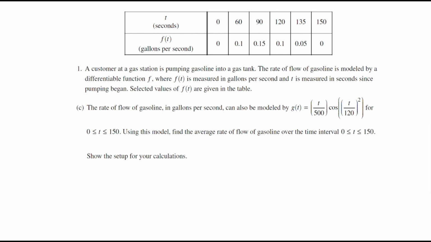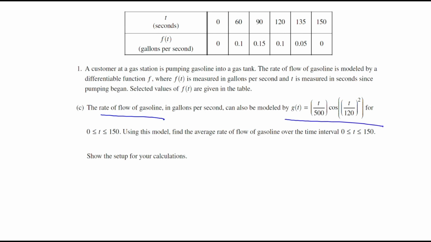All right, for part C, we've got a new function, g of t, that models the rate of flow of the gasoline from 0 to 150. We want to find the average rate of flow. Well, this function represents the rate of flow. G of t is the rate of flow.